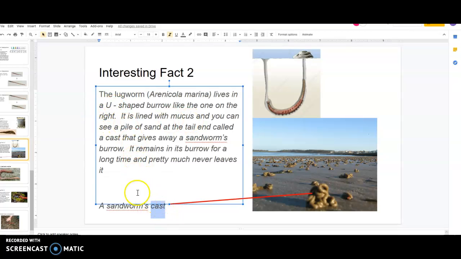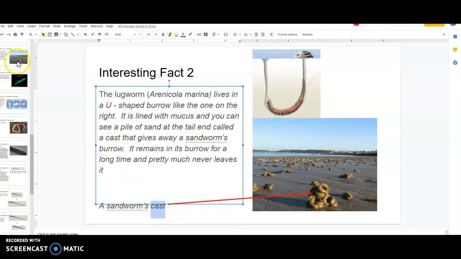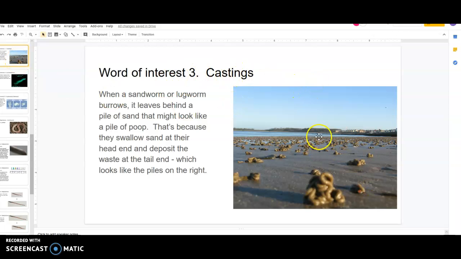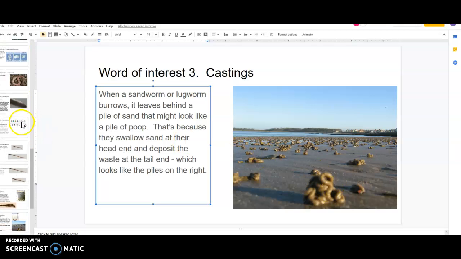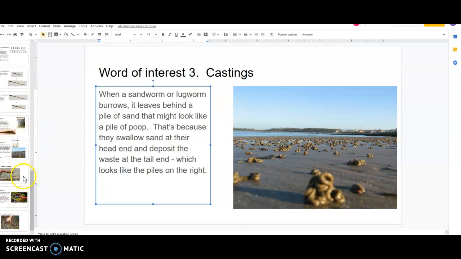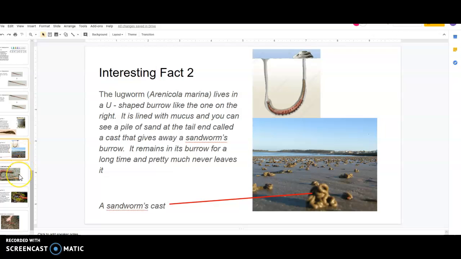Okay, I saw the word cast, and I'd never heard it before. So the castings, you could see I used that picture again. That's fine. And I defined it. I said it looks like a pile of poop, and I said they swallow sand and deposit it over here. So I did put a little different information than I did for my interesting fact.